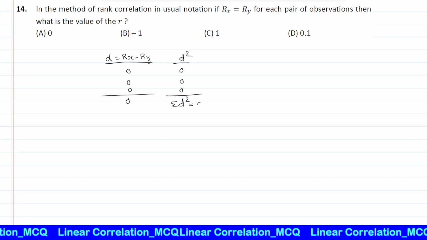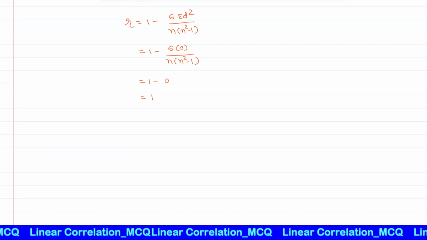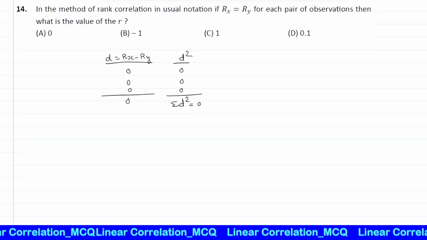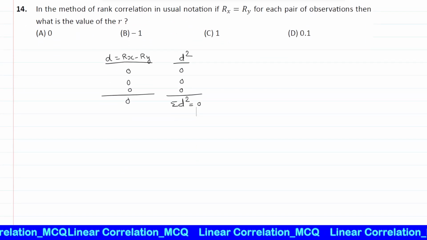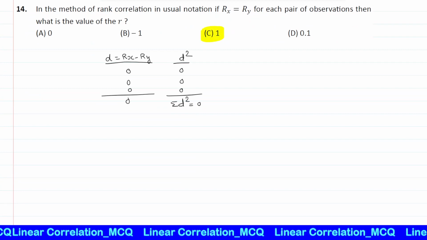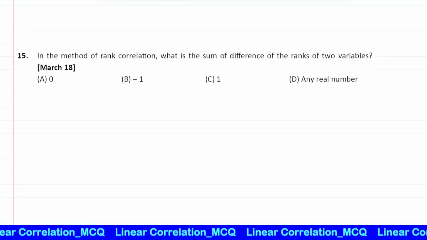And in the previous question, we learned that when sigma d square equals 0, r equals 1. So the correct option is option C. Answer C.